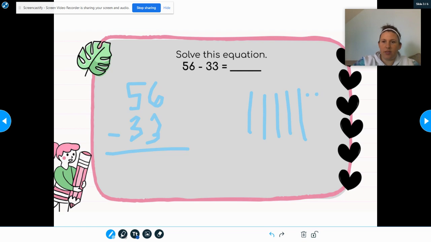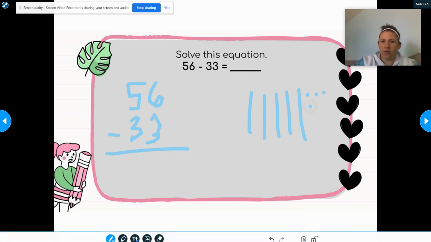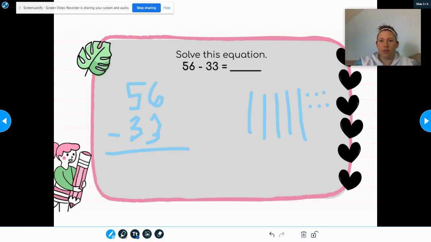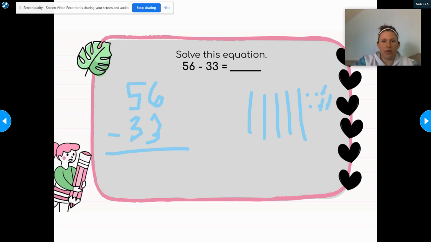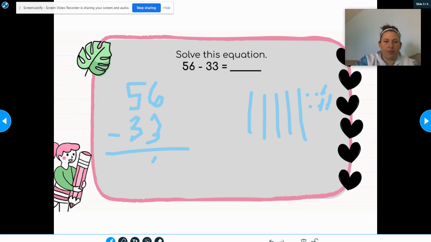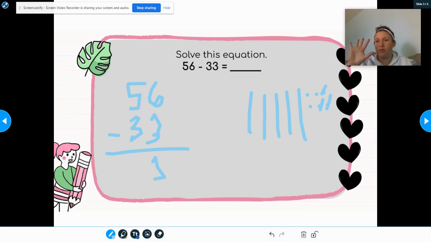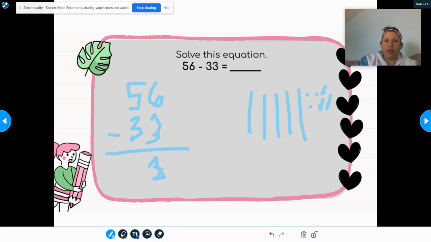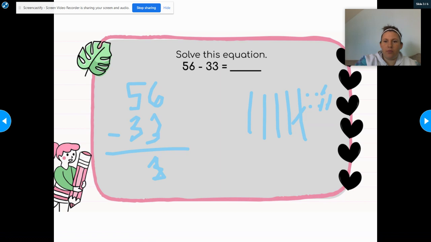Undo. 2, 3, 4, 5, 6. Now we take away 33, which means we need to take away 3 ones. 1, 2, 3. We can also do it on this side. We had 6 ones. We take away 3 of them. 1, 2, 3. Leaves me with 3. Then we have 3 tens we need to take away. 1, 2, 3. That leaves me with 2 tens and 3 ones.